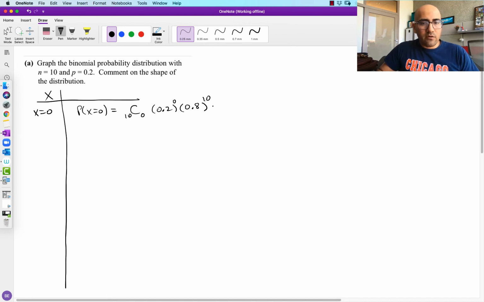And then we know now that that is actually the same thing as doing binomPDF of 10, 0.2, 0. Right? This will give us the same answer on our calculator.